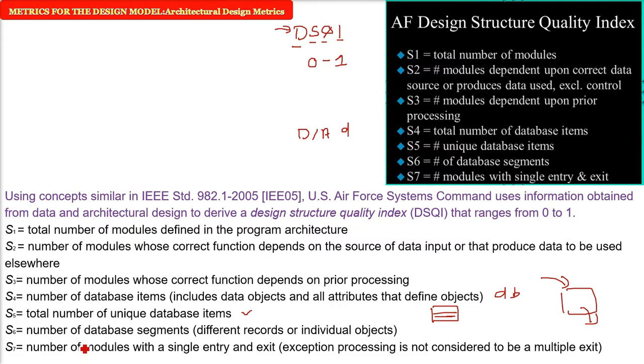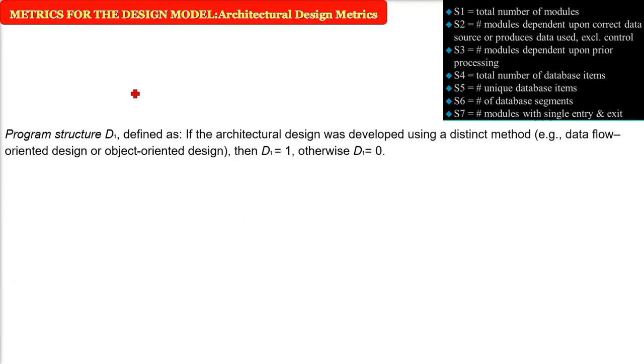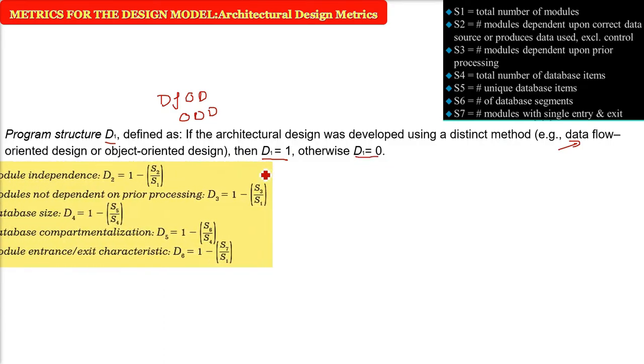How do we compute it? Before that, we have to compute D1 to D6. What is this D1 to D6? D1 is the program structure. This D1 is if the architectural design was developed using a certain distinct method. If the software or the architectural design was made using a special distinct method, like the data flow oriented design or the object oriented design, then D1 will be 1. Otherwise, we'll put D1 as 0. So this is a specific value. It can be 0 or 1.